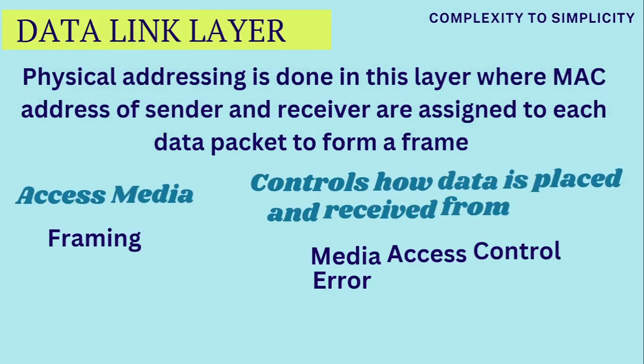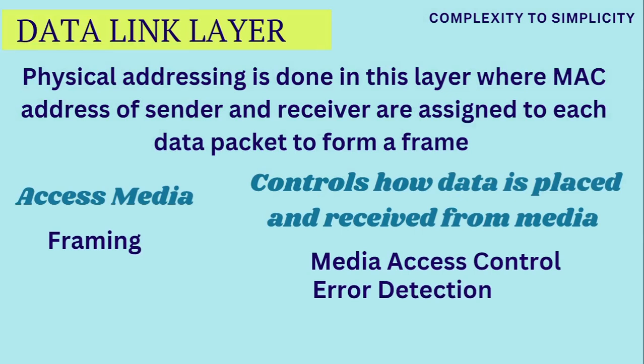So the next layer is the data link layer. And here, friends, we are talking about logical addressing and physical addressing. We already discussed logical addressing, which is performed by the network layer, and physical addressing is done at the data link layer. Now what will happen in physical addressing? In physical addressing, we are using the MAC address. MAC address stands for media access control. The MAC addresses of the sender and receiver are assigned to each data packet to form a frame. So here a frame is being created.